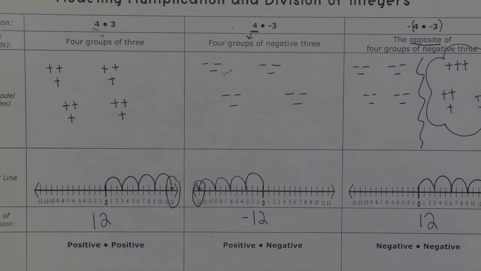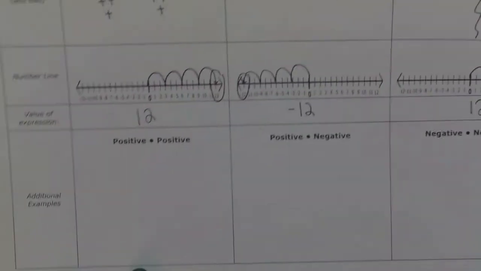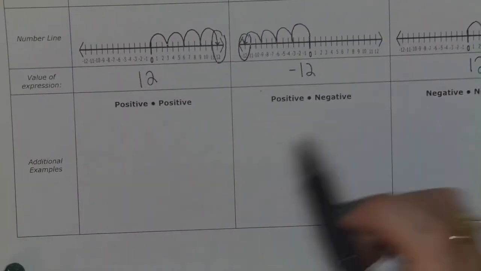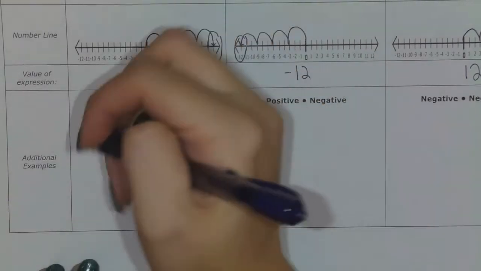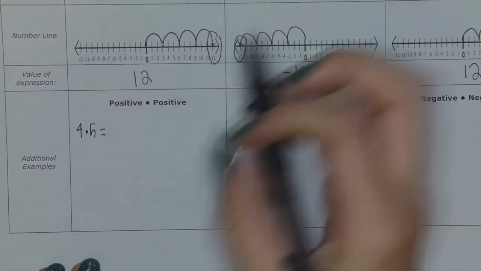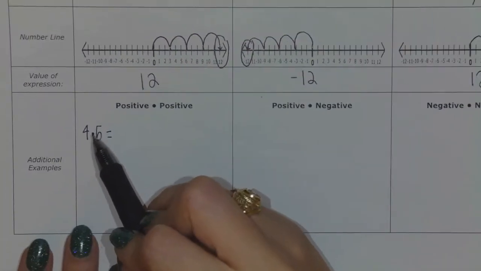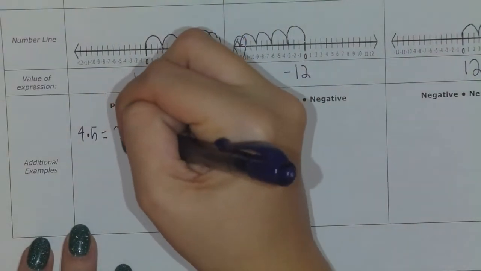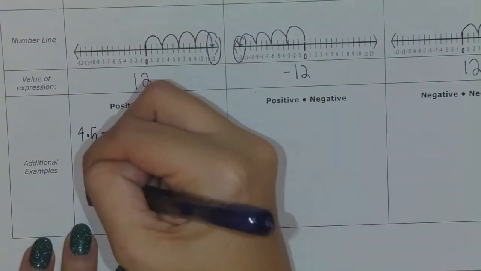So I'm going to introduce you to a best friend today that's going to help you remember that rule. We'll get to that in just a second. Let's do just a few additional examples here for my positive and a positive. Let's say I have 4 times 5. So again, we would read this as 4 groups of 5, which would give me a value of 20.